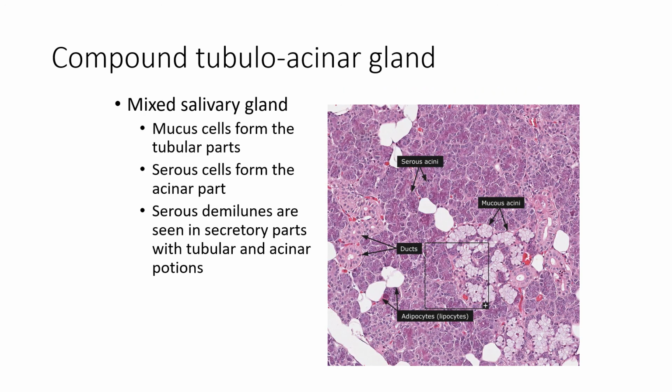Another compound tubulo-acinar gland is a mixed salivary gland. In general, the mucous cells form the tubular parts of the gland, while serous cells form the acinar part. So serous demilunes are also seen in the secretory part because there are mixed tubular and acinar portions in that particular acini. Okay, so in general, tubular shaped glands will secrete mucus, while acinar shaped glands will secrete serous secretions.